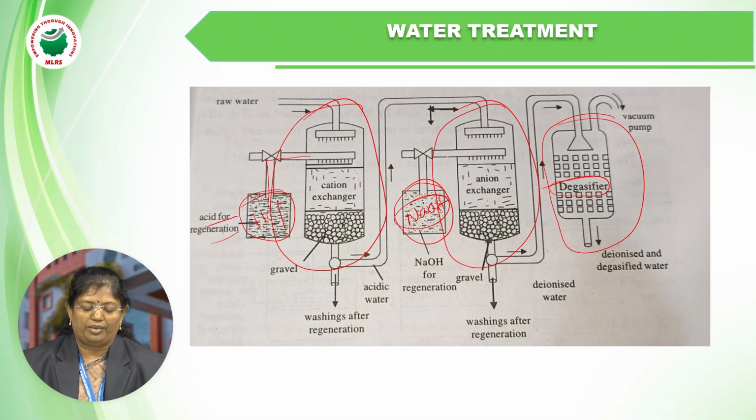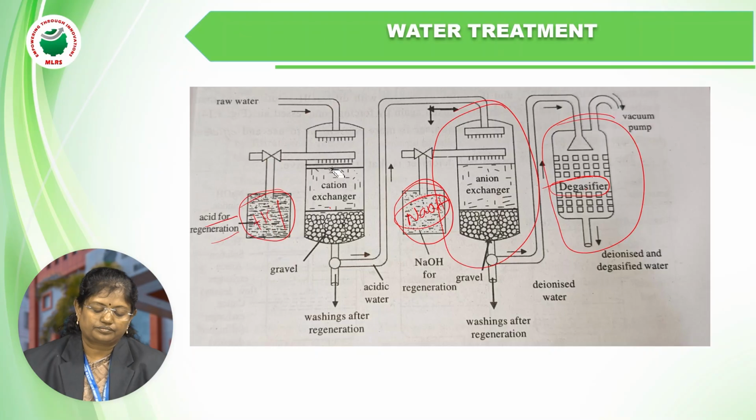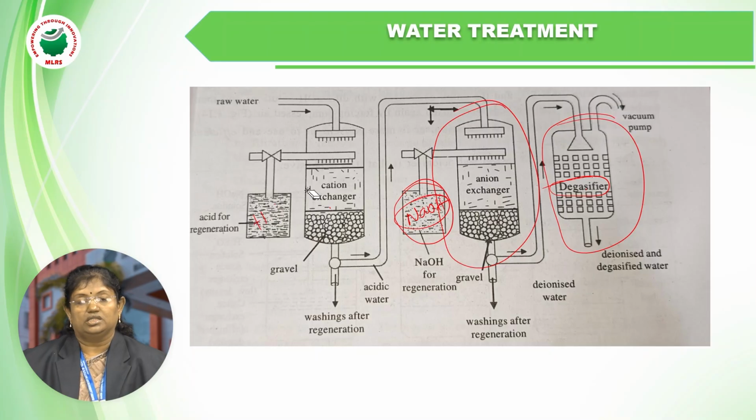Now see this one. What I just explained is this: the raw water, meaning the hard water, is first sent into the cation exchanger chamber. This cation exchanger is filled with resin. After that, fine gravel is placed for filtration and smooth running of the water. This is the gravel, and this is the resin.